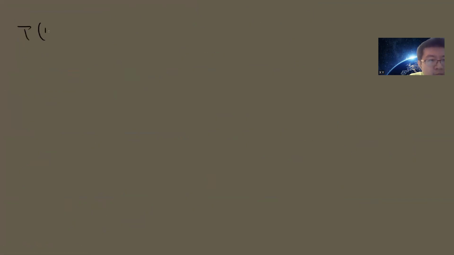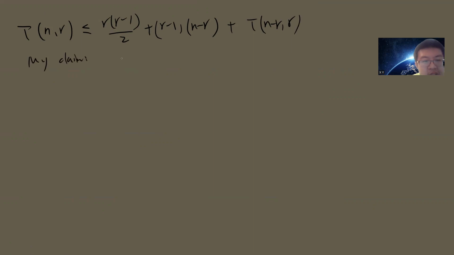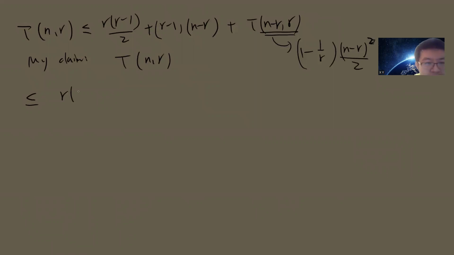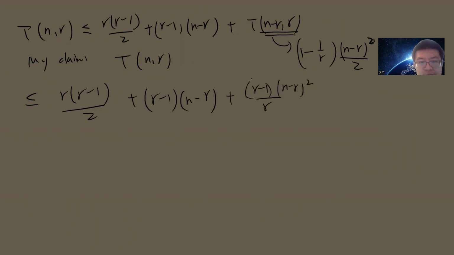So basically, let me write it down. It's r(r-1)/2 plus (r-1)(n-r) plus T(n-r, r). My claim is that T(n, r) is (1 - 1/r) n^2/2. So now we use the induction: this is basically (1 - 1/r)(n-r)^2/2. Let's do the stupid calculation. Let me just write it as (r-1) and (n-r)^2.